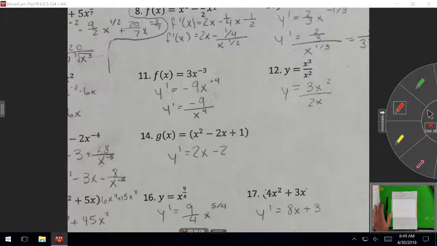Number 11, right? Yes. So on this one, I took the negative 3 and I multiplied it by 3, which gets negative 9, and then x, and then subtract a 1 from negative 3, which is negative 4. Then I took the x to the 4th into the denominator, and it's negative 9 over x to the 4th. Very good. Good job.